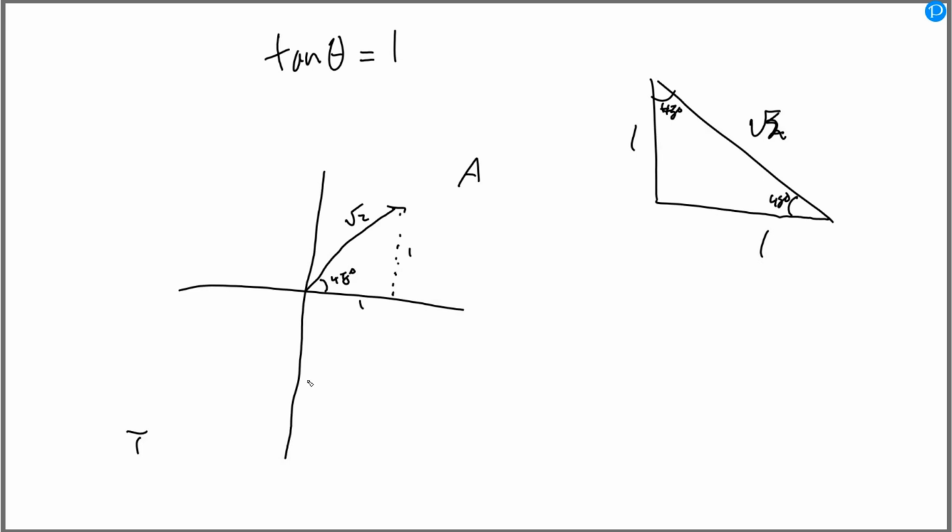But there's another solution because tan in this quadrant is also positive. Let's draw one this way. Hypotenuse is still root 2. This is negative 1, negative 1. And this angle here is 180 degrees plus another 45 degrees, which is 225 degrees.